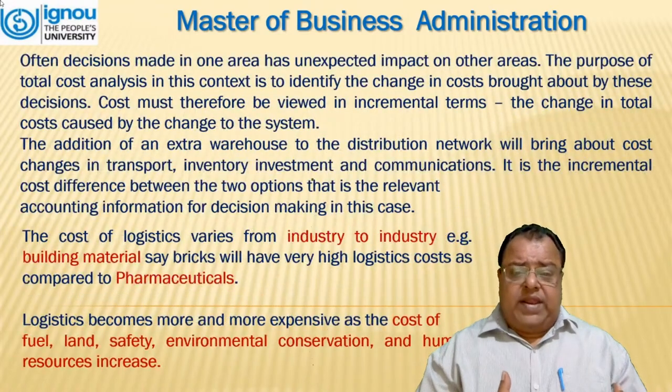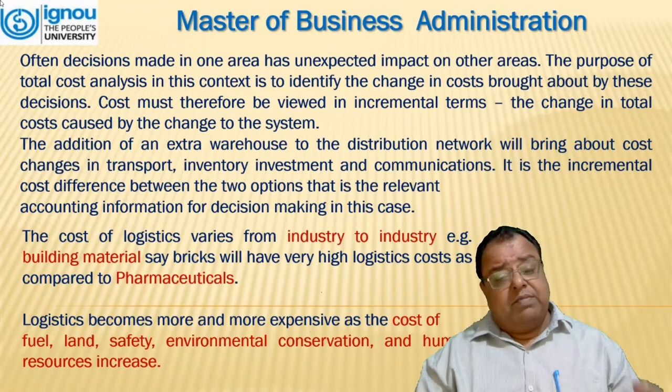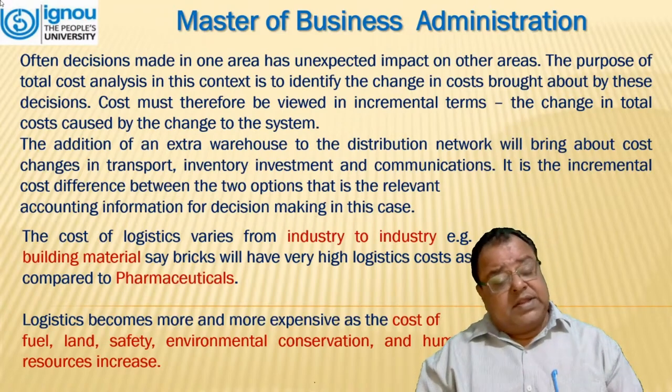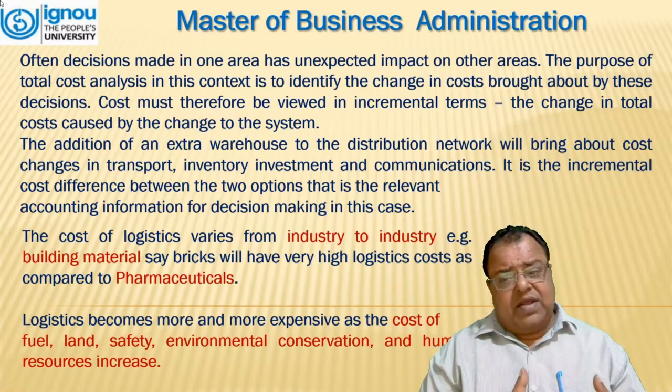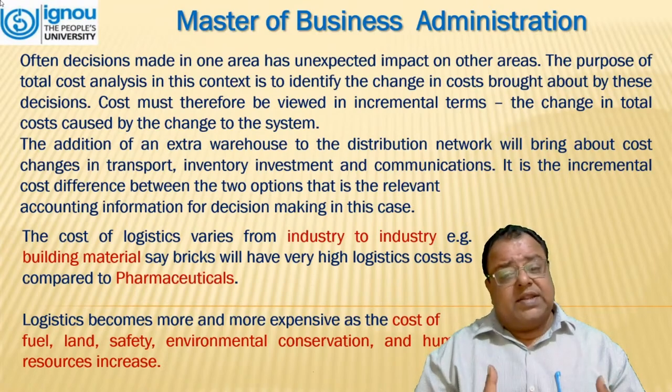Often, decisions made in one area have unexpected impact on the other. The purpose of total cost analysis in this context is to identify the changes in cost brought about by these decisions. Cost must therefore be viewed in incremental terms, the change in total cost caused by the change in the system. The addition of an extra warehouse to the distribution network will bring about cost changes in transport, inventory investment, and communications. It is the incremental cost difference between the two points that is the relevant accounting information for decision making in this case.